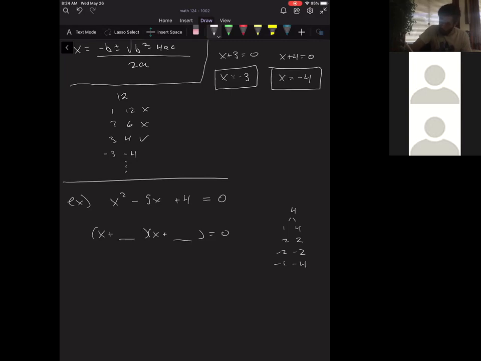So 1 plus 4 is positive 5. That one's not going to work. 2 plus 2, that's 4. That doesn't work. Minus 2 plus minus 2, that's minus 4. That doesn't work. But see, minus 1, minus 4, that is minus 5. So this one does work.